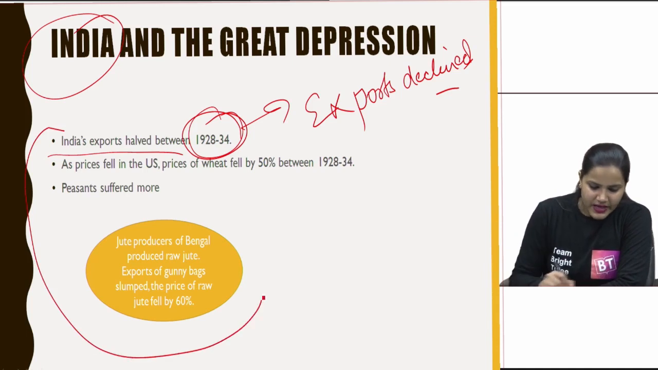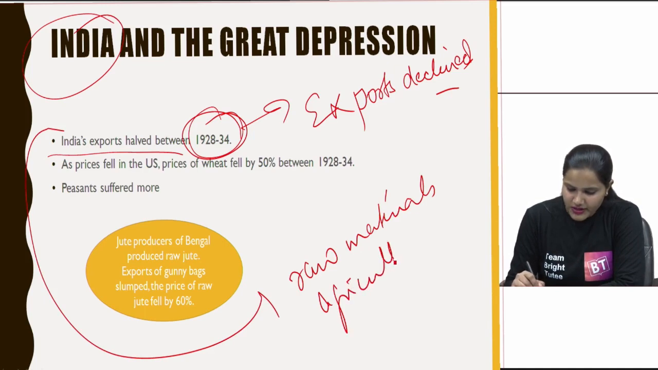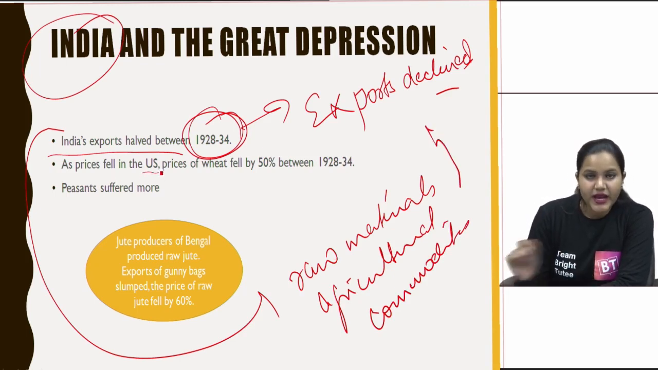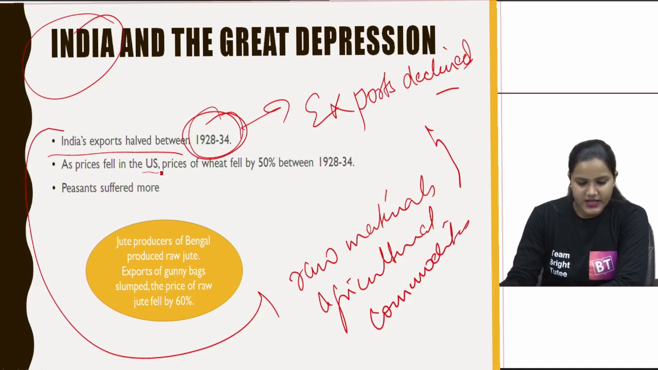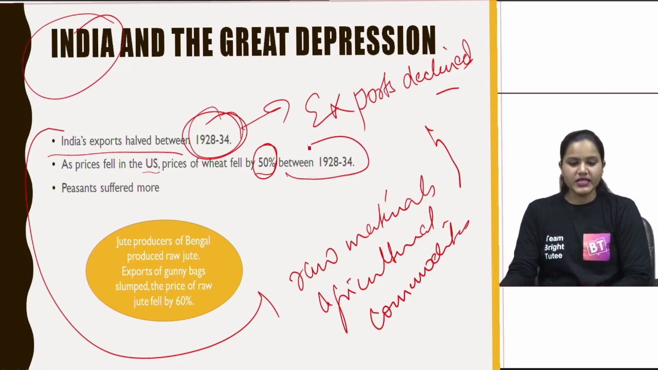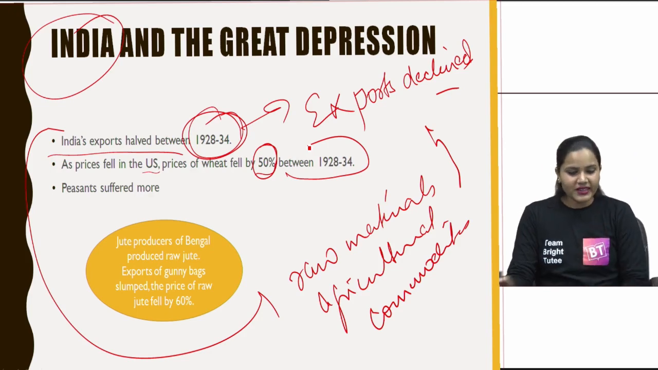Here we are seeing that India was again an exporter of raw materials or agricultural commodities. Correct? So we see that there was a decline in this. As the prices of different commodities fell in the United States, prices of wheat also fell by 50% between 1928 to 1934. Now imagine the prices are getting halved here, right?